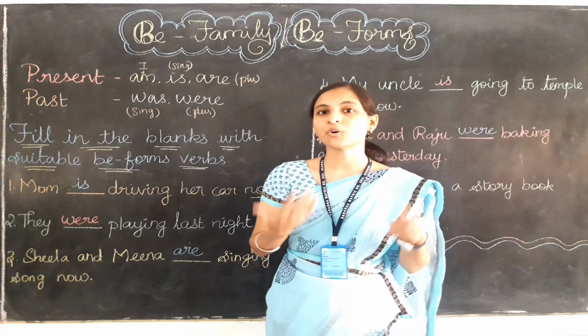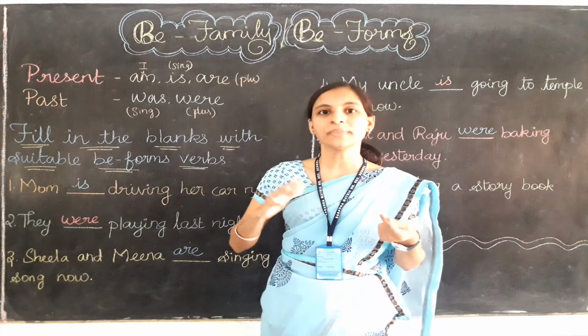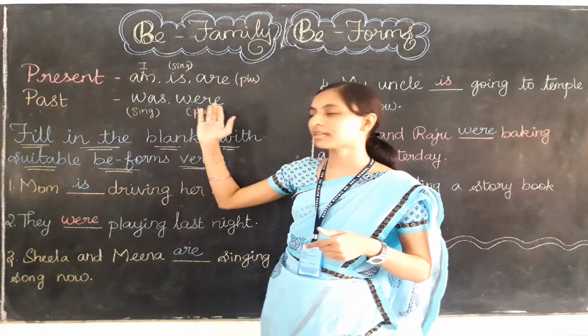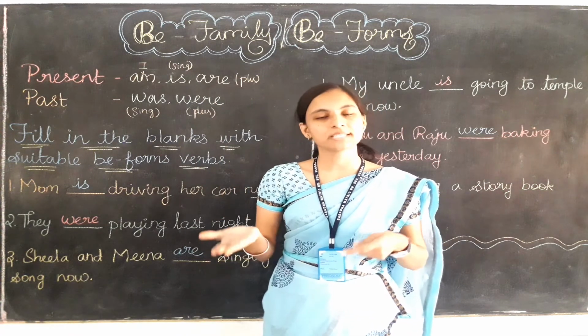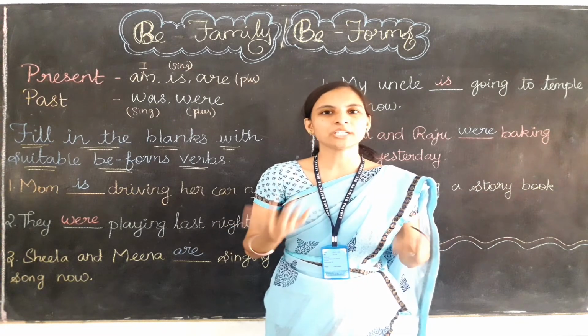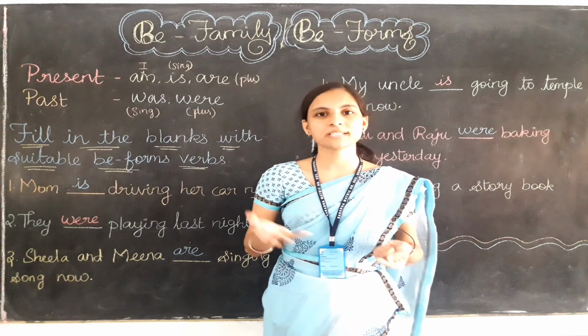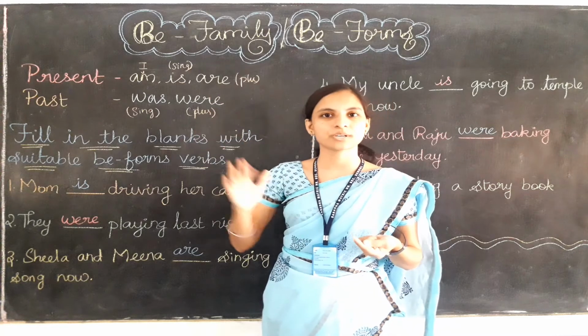So children, I hope you are clear with this be form verb. Where to use am, is, are, or was, were in a sentence, and now you have learnt about the present time as well as the past time. So try to do the mini exercise, make sentences by using am, is, are, or was, were by yourself.